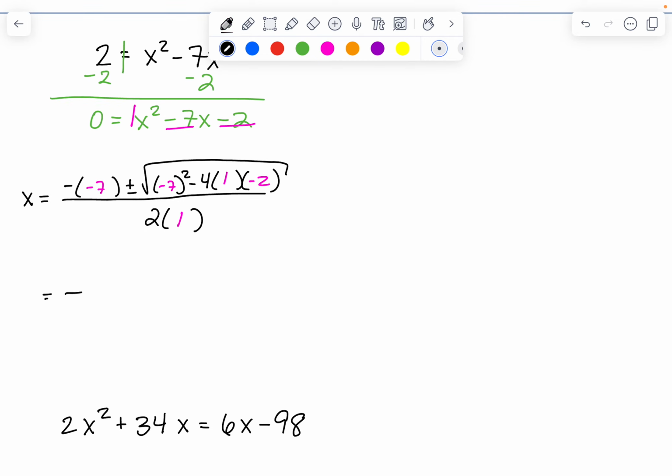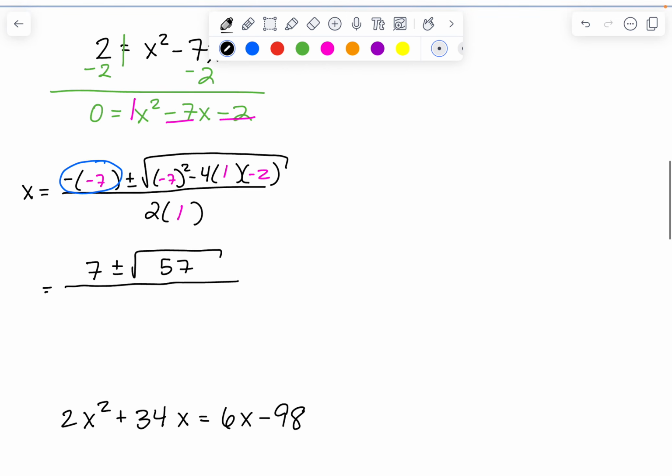I am going to clean this up. This here, -7, is a +7. And then I'm going to type this all in. Oops, 49. Okay. Square root of 57. And then the denominator, 2 times 1 is 2.